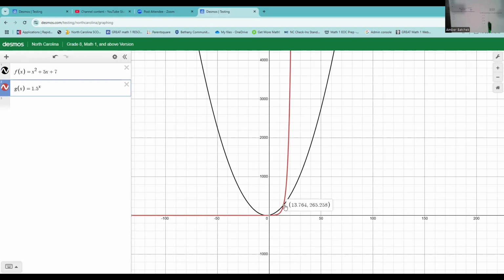Okay, well, the X value is 13.764. I need the whole number integer, and that's going to be 14. It's got to be beyond the 13.7 to put me to where the red line is above the black line. So the correct answer here is going to be 14.